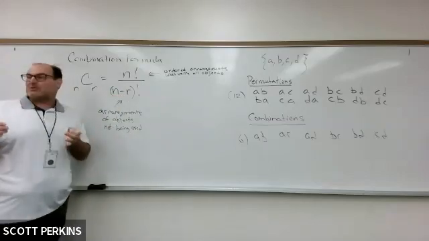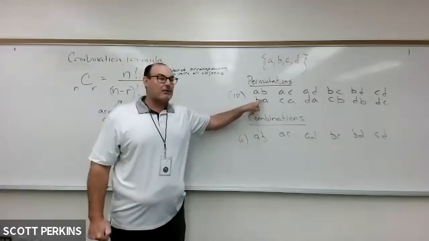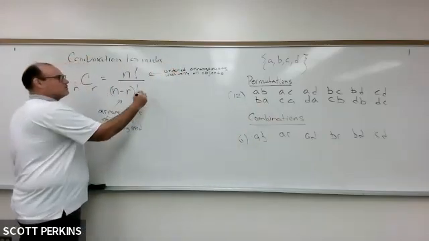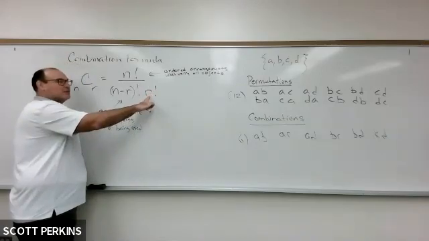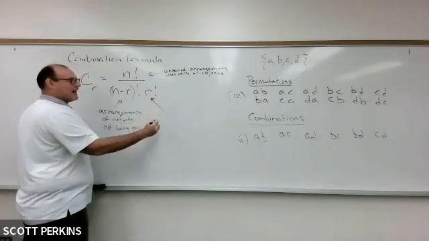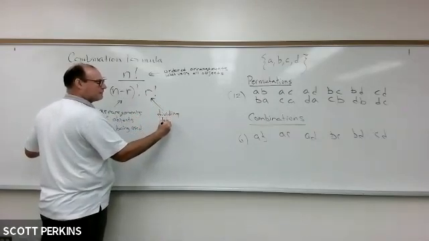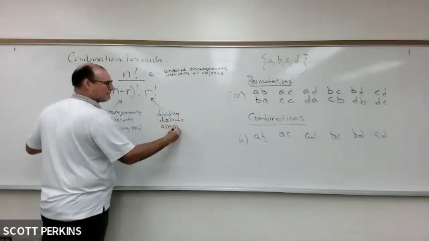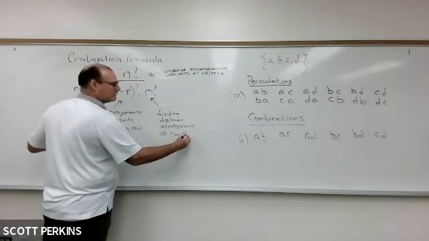What I now have to do is account for all the duplicates. I have to divide out the duplicates. And the way you divide out the duplicates here is you do r factorial. Remember, r is the number of objects I'm using. And so what I'm doing is dividing out the duplicate arrangements of the objects I'm using.